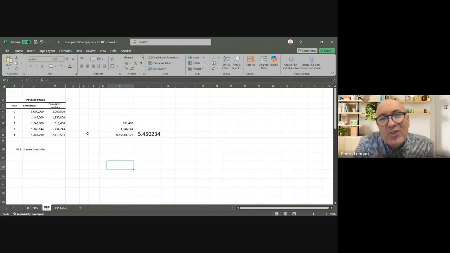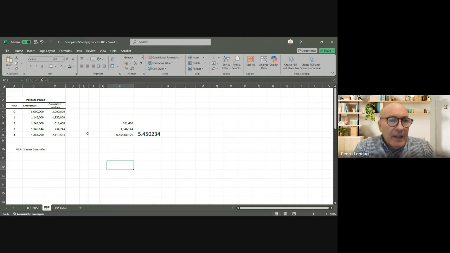Okay. But you just need to divide one number, the number that I told you negative, by the number that I told you positive, to find the division of the two numbers and multiply by 12 to get the number of months. Okay. So you can say that it is 5.45. Okay, which is about 5 months, basically.